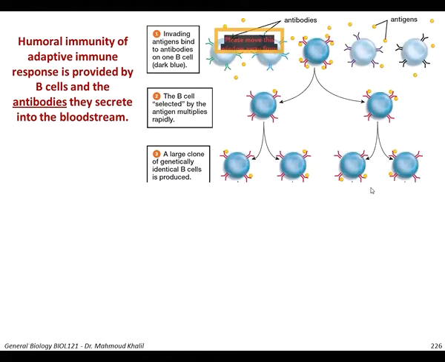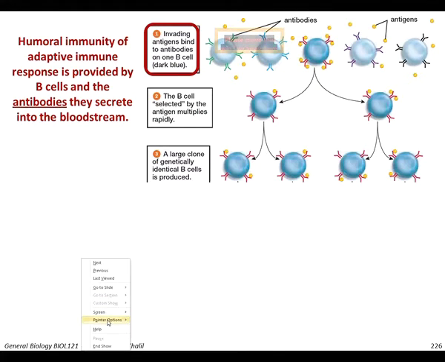So let's see here how the humoral immunity works. Humoral, we're talking about molecules, about antibodies. Mainly, humoral immunity of the adaptive immune response is provided by the B cells through the antibodies they secrete in the bloodstream. So initially, you can see the invading pathogen, let's have a pointer. The invading pathogen represented here by these circles, the antigen, okay, gets bound by the antibodies on the surface of the B cells.